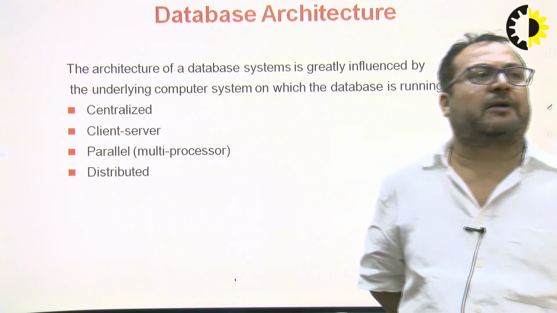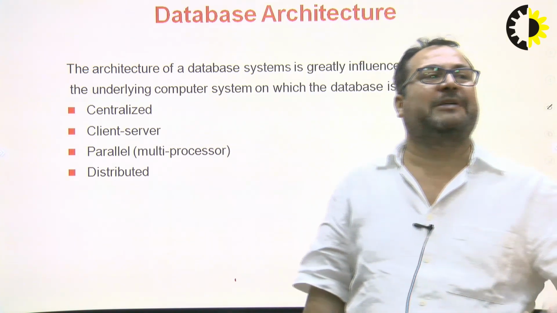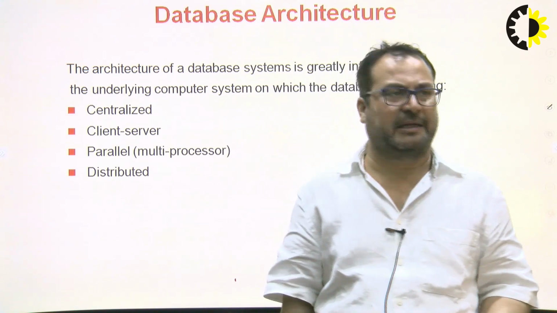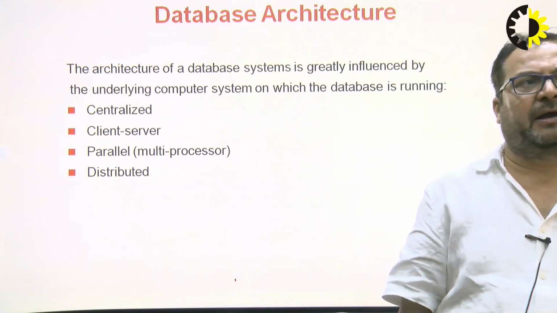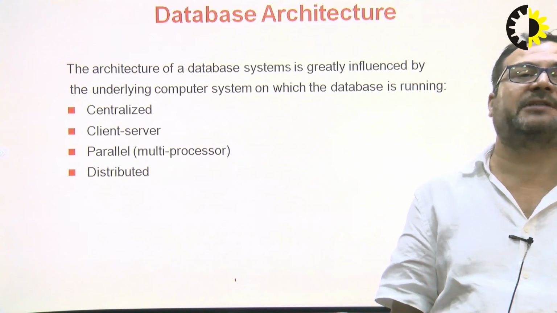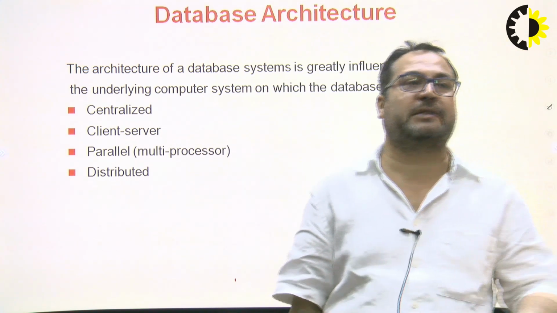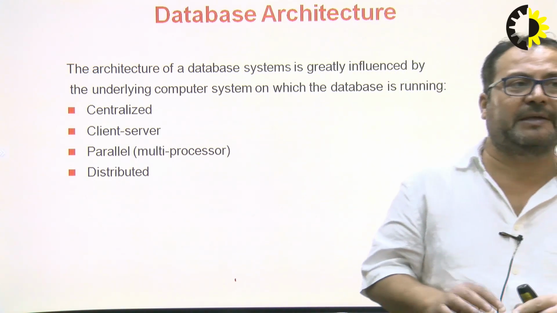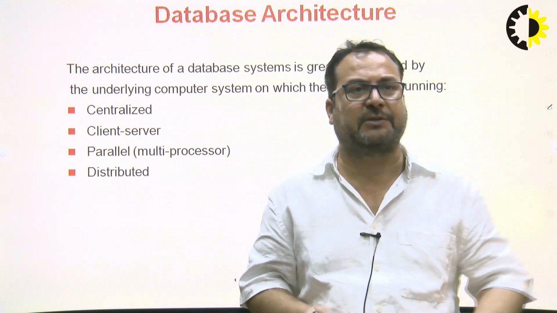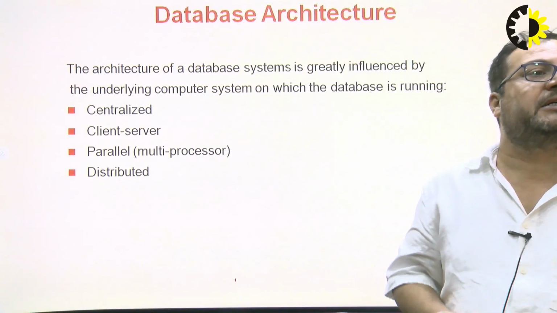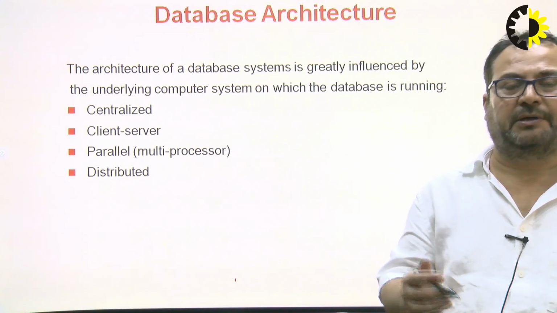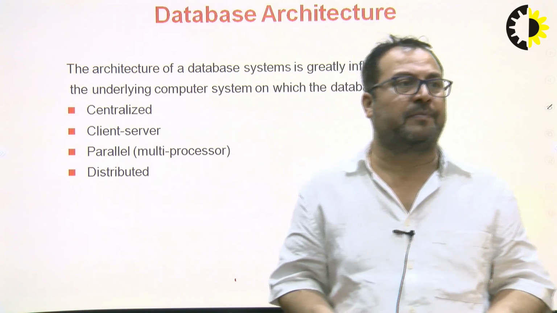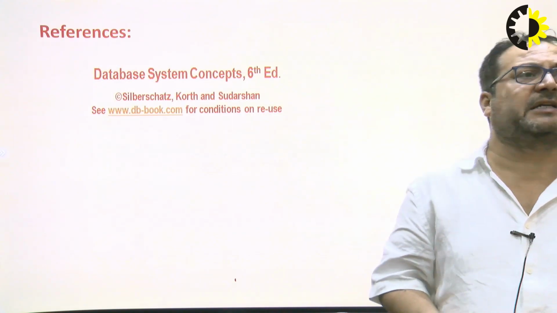This database architecture could be centralized, client server, parallel or distributed. For example, the WWW is client server: the client puts a request and the server processes that request. Centralized means the server is one. Similarly there are parallel and distributed architectures.